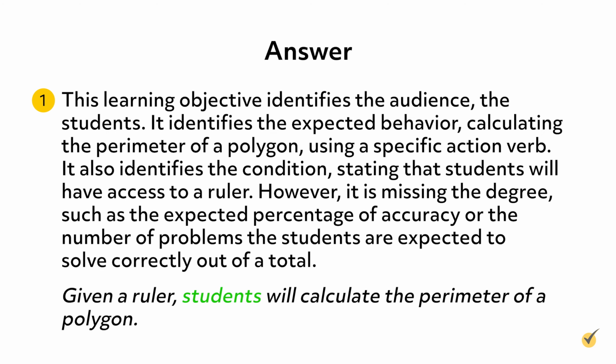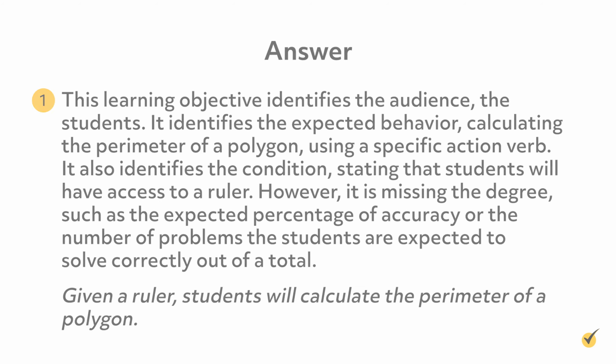This learning objective identifies the audience, the students. It identifies the expected behavior, calculating the perimeter of a polygon, using a specific action verb. It also identifies the condition, stating that students will have access to a ruler. However, it is missing the degree, such as the expected percentage of accuracy or the number of problems the students are expected to solve correctly out of a total.